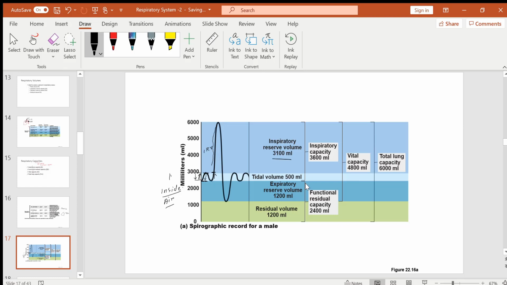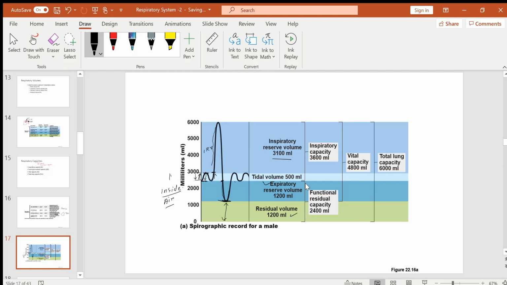And if I ask you after normal expiration to forcefully expire, this amount you can forcefully expire. That's the expiratory reserve volume. Okay. And after you forcefully expire the air out as much as you can, still inside the lung, some air will remain, right? We talked about that. That's the residual volume. And here you see the capacities.